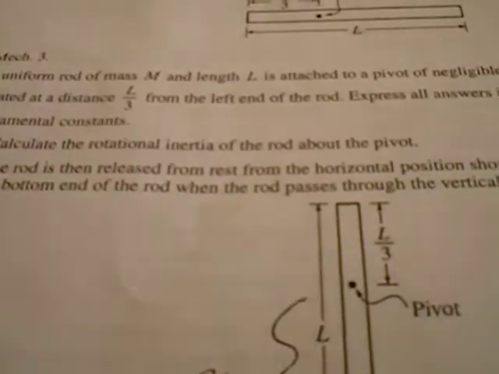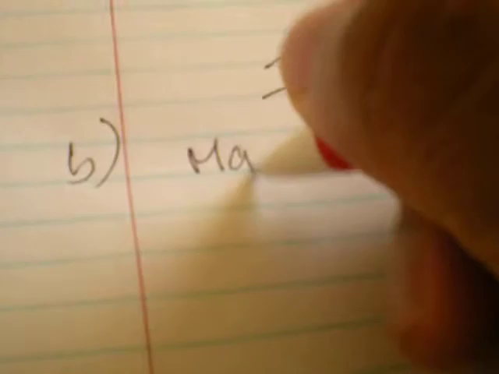Part B asks to find the linear speed of the bottom of the rod when the rod passes through the vertical. So what we have to do is realize that mgh is equal to mgL over 6. And we can set this expression equal to 1/2 I omega squared, which equals mgL over 6. And we can plug in I for the rotational inertia we just found. So that comes out to be 1/2 ml squared over 9 times omega squared equals mgL over 6.